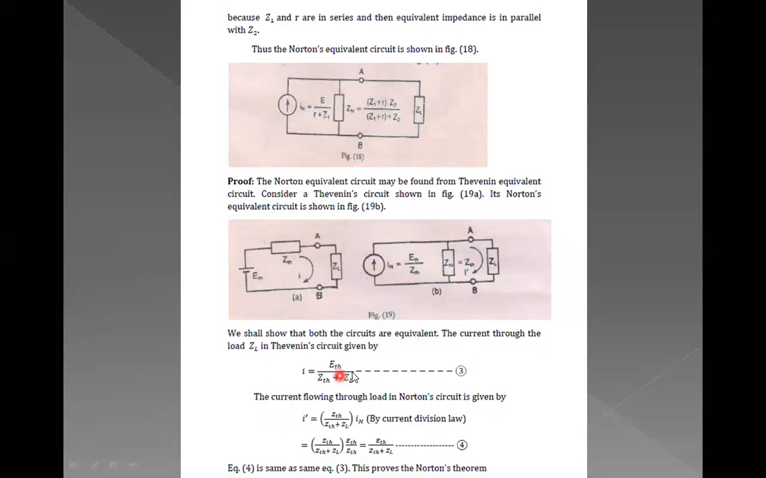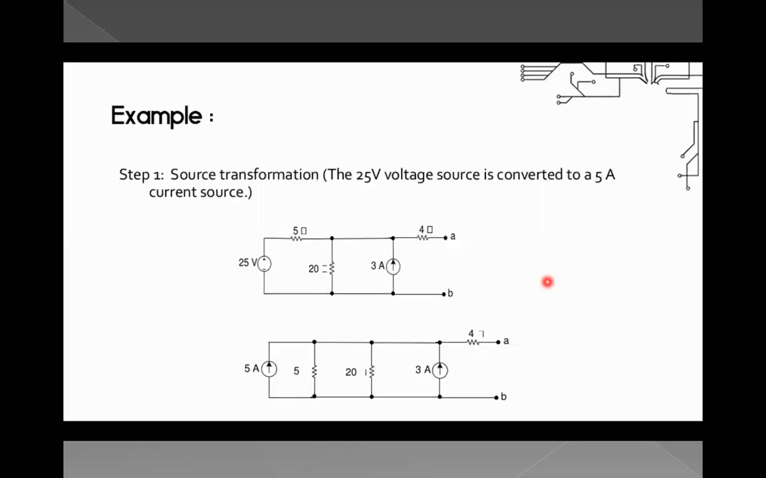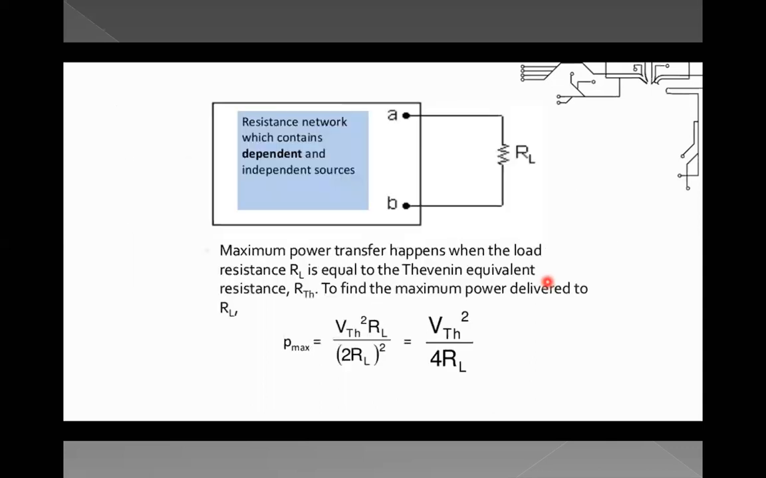For that, what is the current through this Thevenin's equivalent? ZTH and ZL are in series with each other, so I is equal to V by R, which is I equal to ETH divided by ZTH plus ZL. We have labeled it as equation number 3. Similarly, the current flowing through the load in a Norton circuit. Now this is a Norton equivalent of this particular Thevenin equivalent.